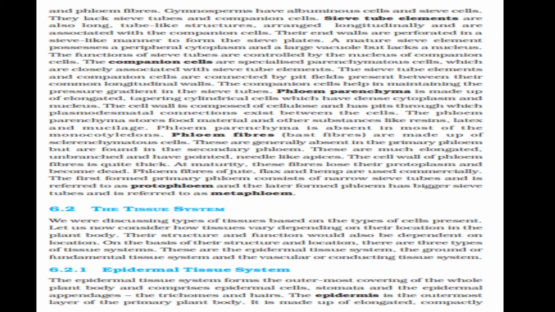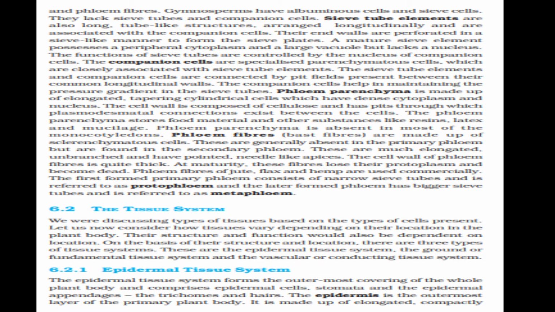Sieve tube elements are also long tube-like structures, arranged longitudinally and are associated with the companion cells. Their end walls are perforated in a sieve-like manner to form the sieve plates. A mature sieve element possesses a peripheral cytoplasm and a large vacuole, but lacks a nucleus. The functions of sieve tubes are controlled by the nucleus of companion cells.